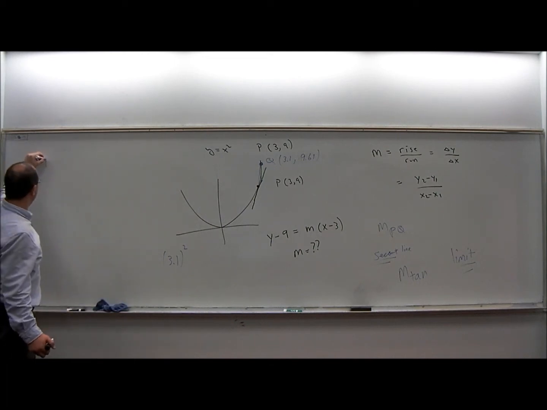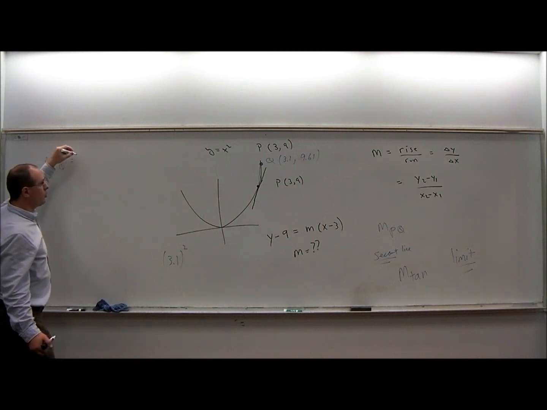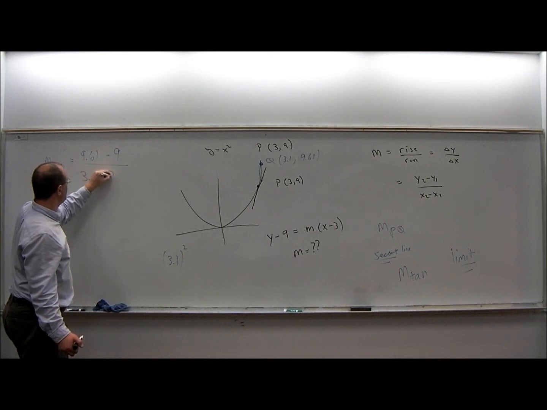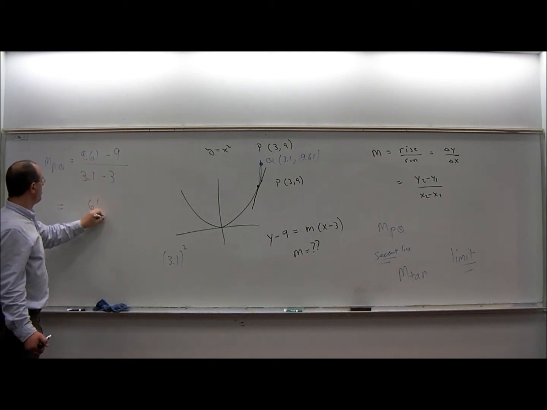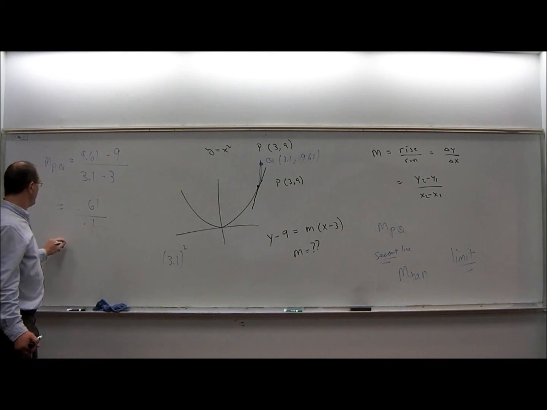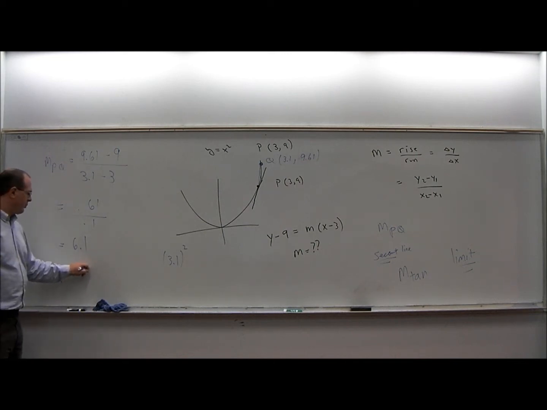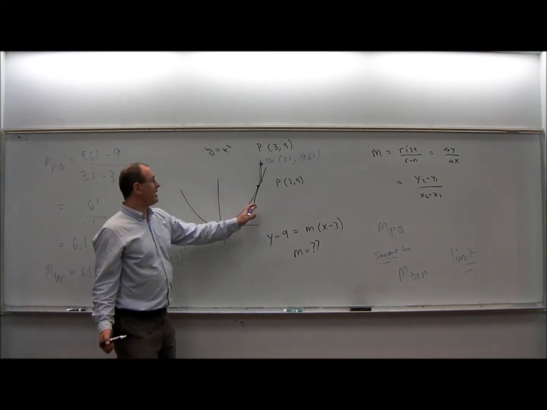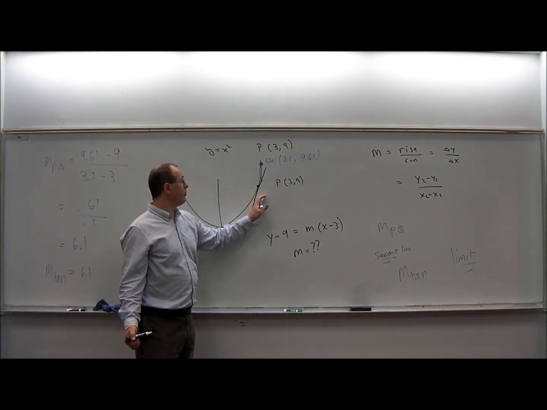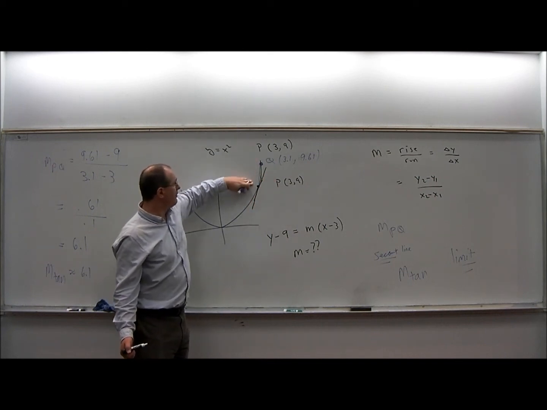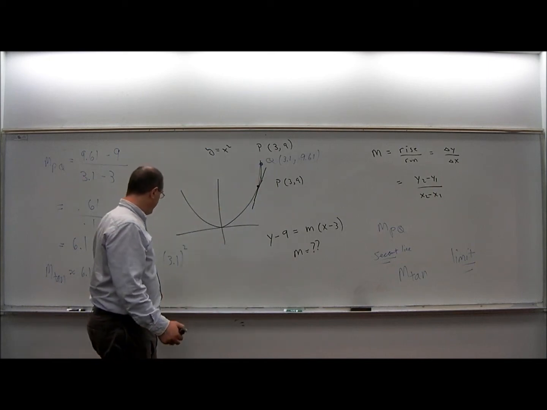So what is MPQ in this case? The change in y is 9.61 minus 9, and the change in x is 3.1 minus 3. That's 0.61 divided by 0.1, and that's 6.1. So the slope of the tangent line is approximately 6.1. In fact, it looks like it's a little less than 6.1, because the slope of the tangent line is a little bit less steep than the slope of the line from P to Q, the slope of the secant line.